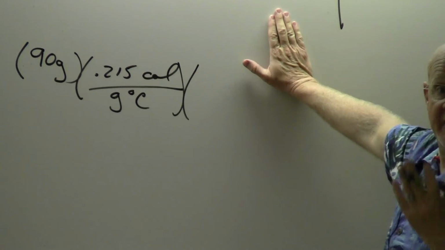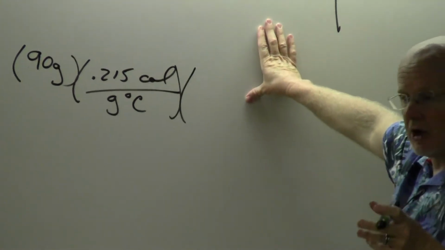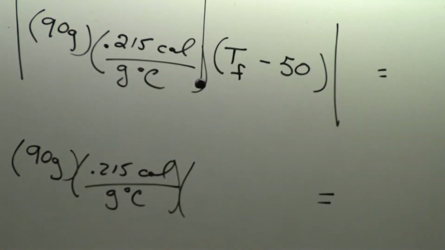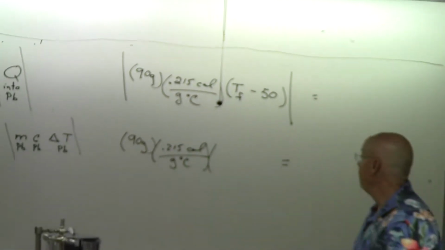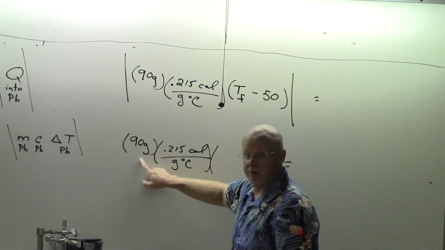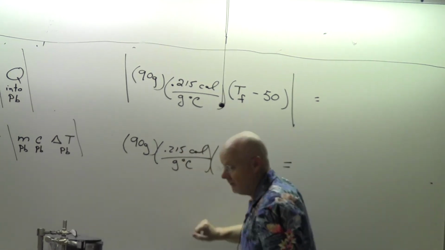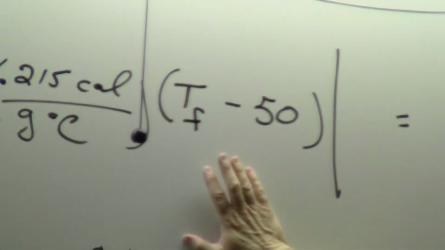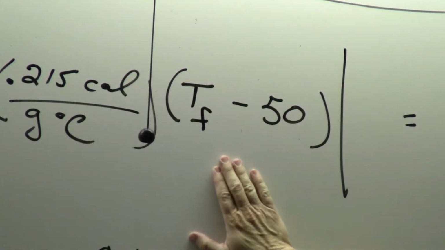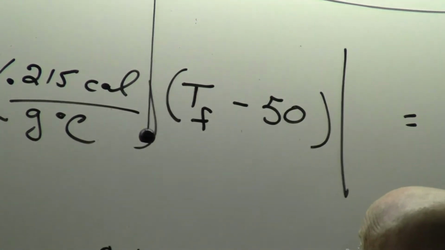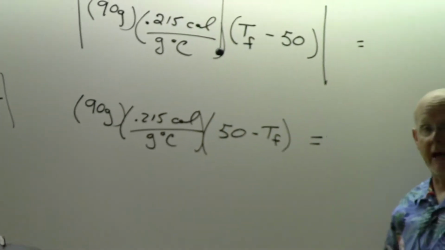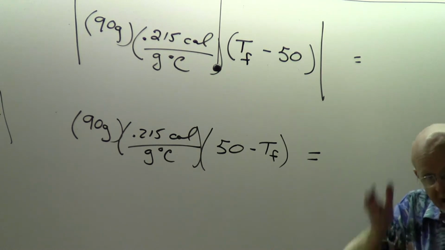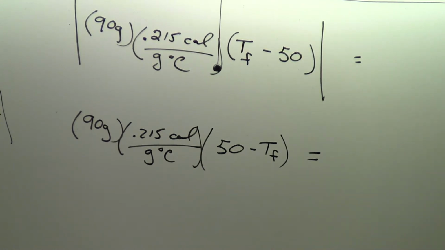And of course, absolute value says the following. It says if it's already a positive number, don't do anything to it. If it's a negative number, change it. So in other words, if it's negative 3, change it to a positive 3. And so that's why this one I'll leave alone. It's positive. This one's positive, leave it alone. But this one I know is going to be negative. It's going to cool down. So I need to change it. And the best way to write it is then write it as 50 minus final temperature. And that way I'm done with my absolute value symbols in my mathematics.